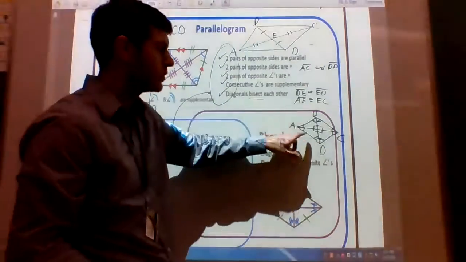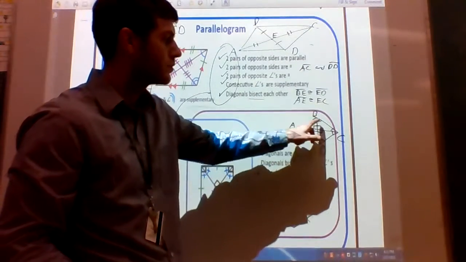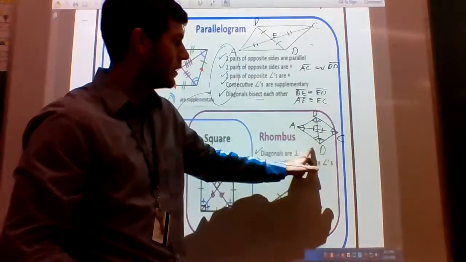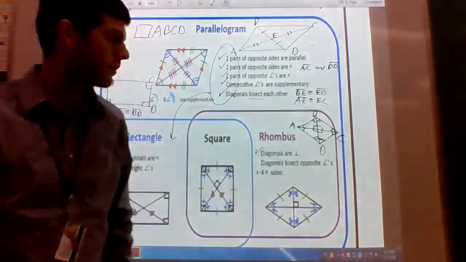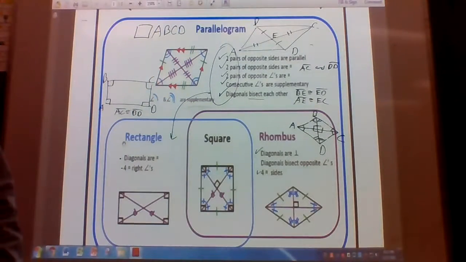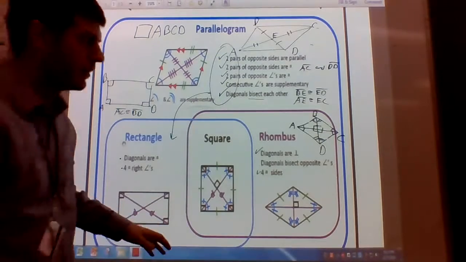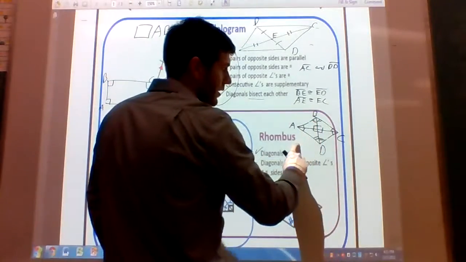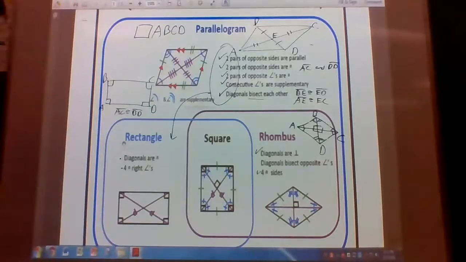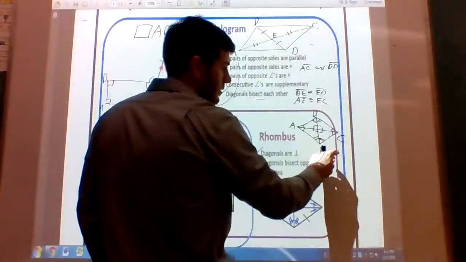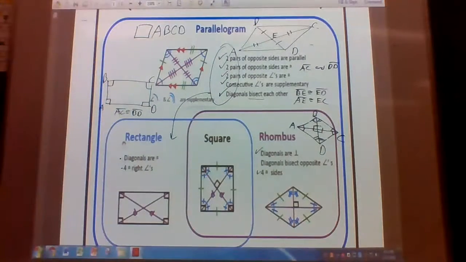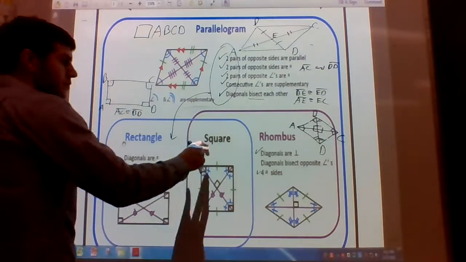Angle A is split into two congruent segments. Angle B is split into two congruent segments. Angle D is split into two congruent segments. And angle C is split into two congruent segments. And again, notice we have triangles here. So we could have reflexive property on AC, and then we could say our triangles ABC and ADC are congruent and do all sorts of things with that. Okay, the fourth parallelogram we have is the square.